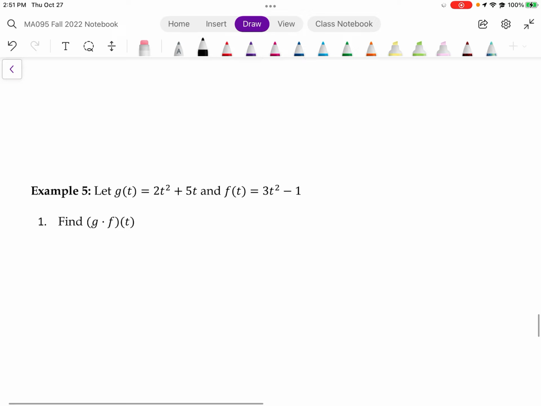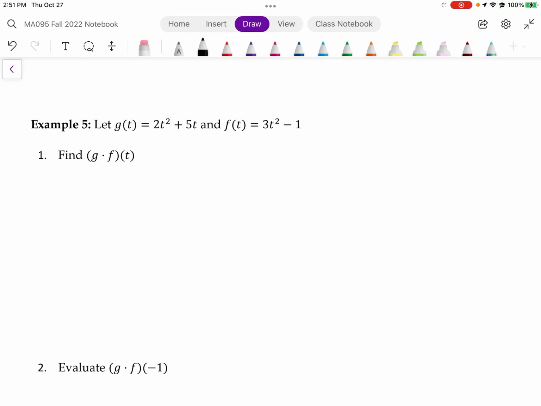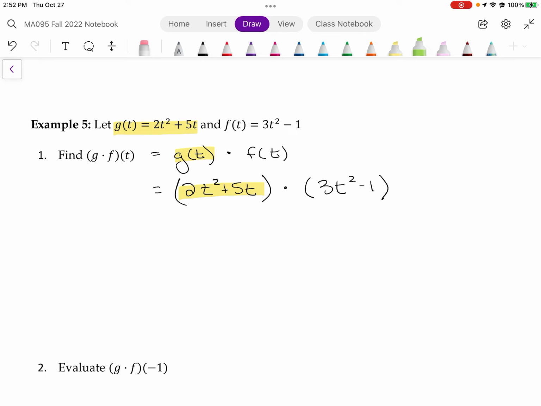All right, so this one we're going to multiply. So we're going to find g times f of t. So g times f of t is going to be g of t times f of t. In other words, we're just going to multiply these two equations. So I get 2t squared plus 5t, that's g. Okay, so that is my g right there. Times f of t, which is 3t squared minus 1. That is my f right there.